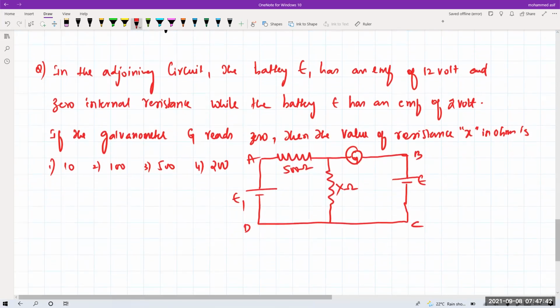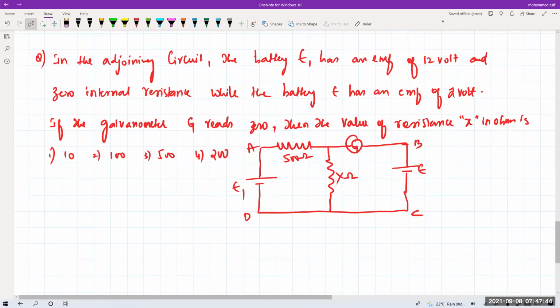In the adjoining circuit, the battery E1 has an EMF of 12 volt and zero internal resistance, while the battery capital E has an EMF of 2 volts. If the galvanometer G reads 0, then the value of the resistance X in ohms will be equal to how much?